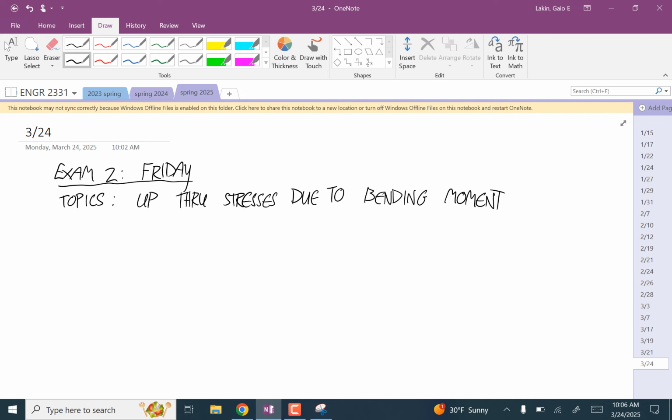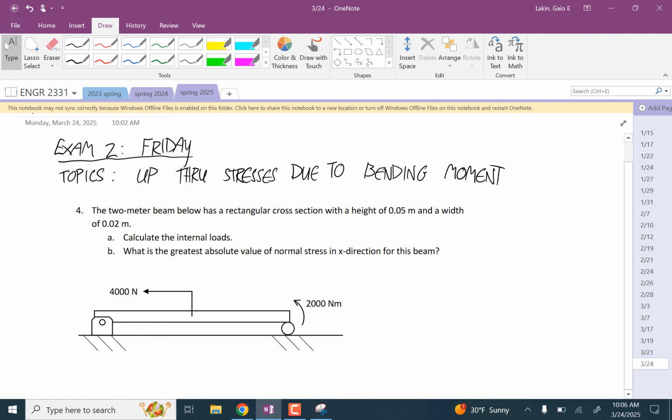Okay, any questions about the test? So this problem, as it's written, is a bad example of something that could be on the test. But if we modify it a little, it can be a good example. So let's modify it a little.